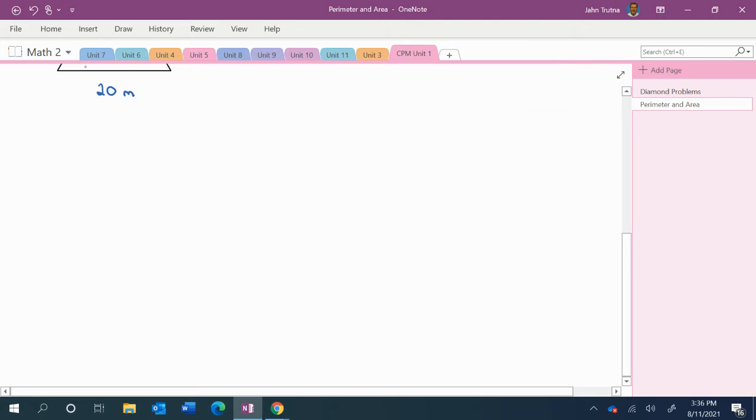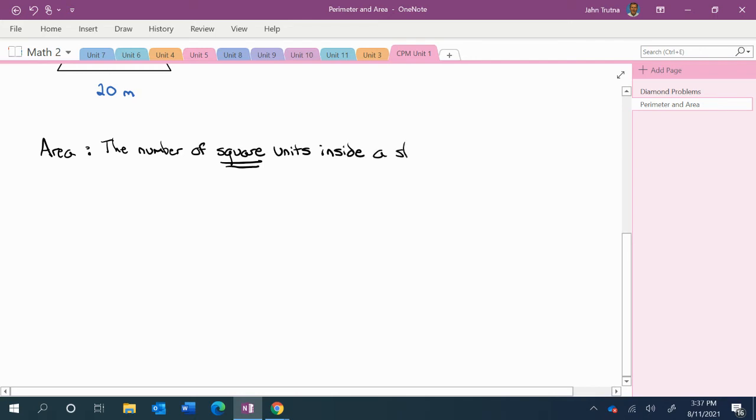Okay, so now let's move on to area. Remember, this is titled perimeter and area. So let's move on to area. I'm going to give you the definition of what area is. Area is defined as the number of square, I'm going to underline that word twice because it's important, square units inside a shape.